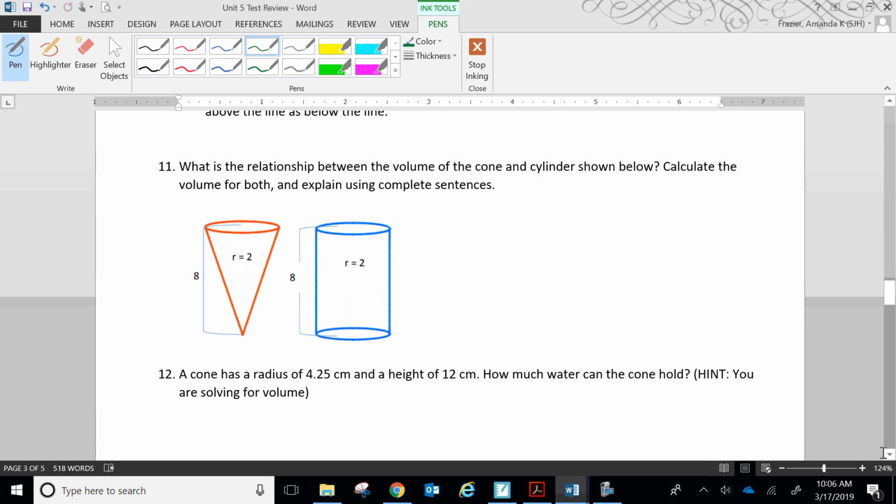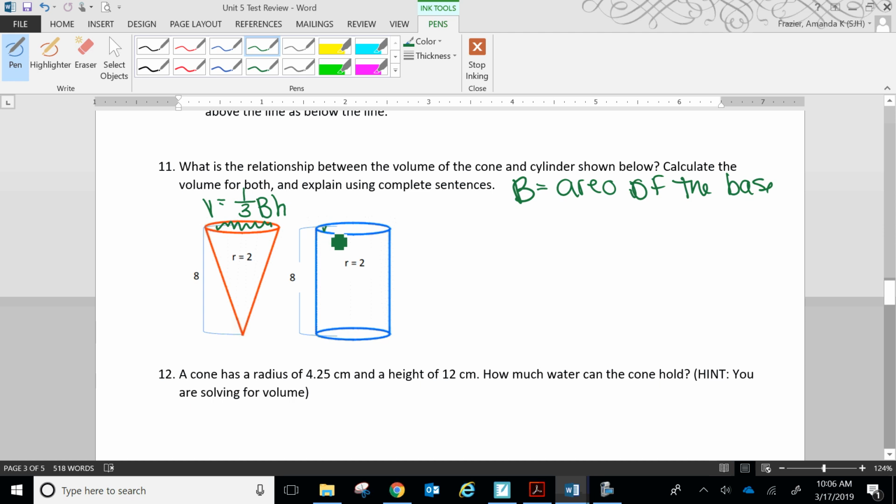Number 11, what is the relationship between the volume of the cone and cylinder shown below? Calculate the volume for both and explain using complete sentences. If I look at the volume formula for a cone on my formula chart, I'm going to see volume equals 1/3 area of the base times height. So remember, make yourself a note: V equals area of the base, in this case the area of a circle.